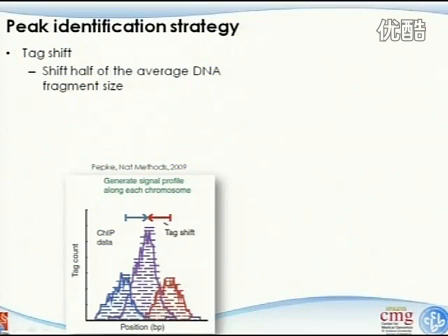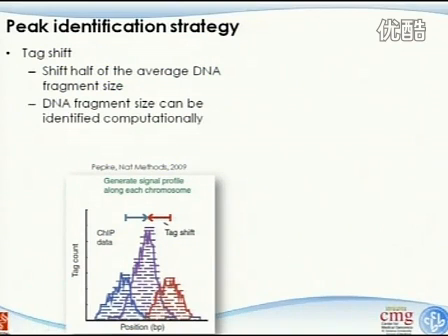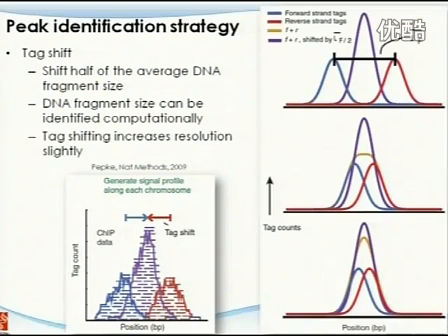But here, the tag shifting is, once you get the positive strand signals, you shift them half of the size, and then for the negative signals, you shift them half the size towards the left side. And after doing that, you will see a much stronger peak signal that is, hopefully, right on top of the real binding sites. And the DNA fragment size can be identified computationally, and we will go through that in the later slides.